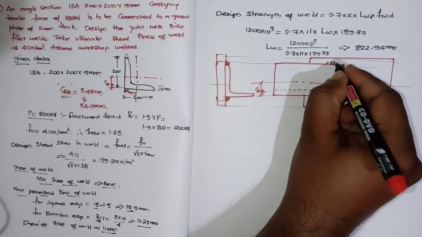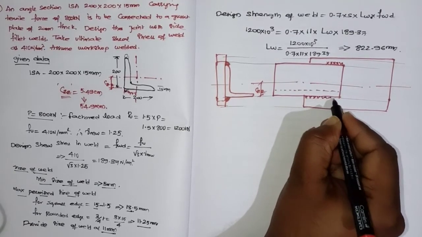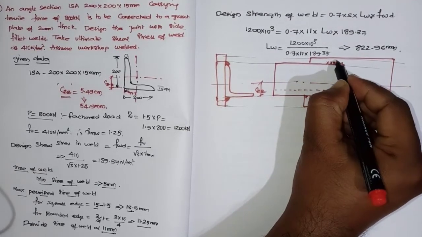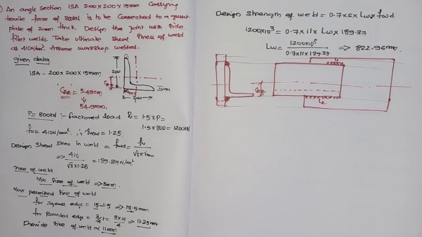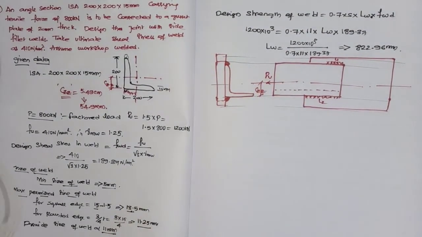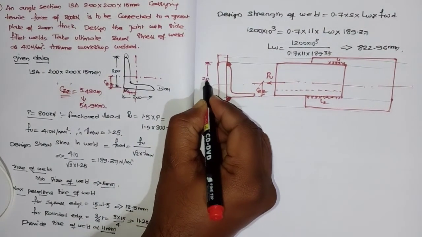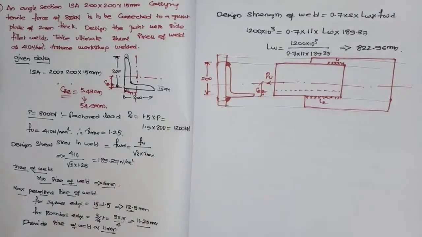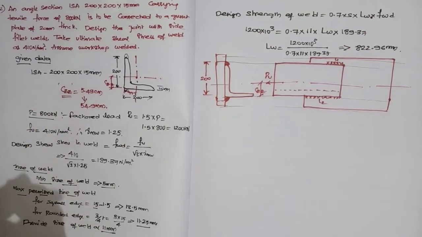Next, this is the weld. Now you will understand why I am keeping this much length here and this much length here. We'll see. Now, this is the PU load, that is 1200 kilonewtons. It has to be taken, right? Now, what is this 200 mm? Here, from the steel table, you have taken the CZZ value.